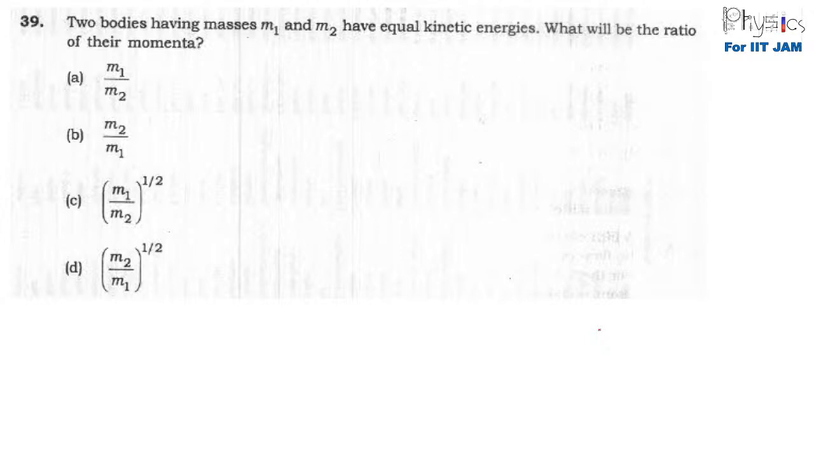This is typically from the physics part. At last we came to a physics problem from the physics portion. Okay. So here, given is two bodies having masses m1 and m2 have equal kinetic energies. Then you have to find the ratio of their momentum. Okay, ratio of their momentum.